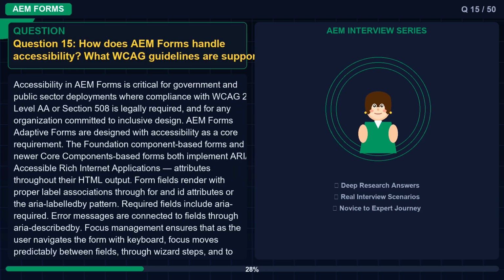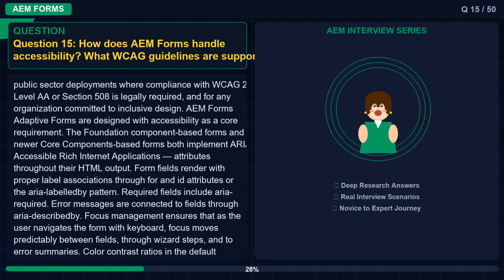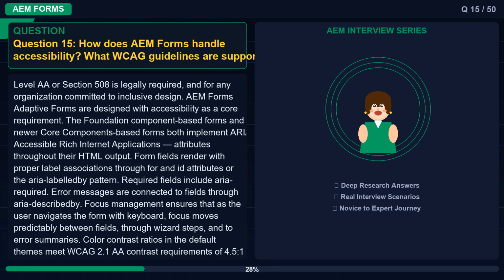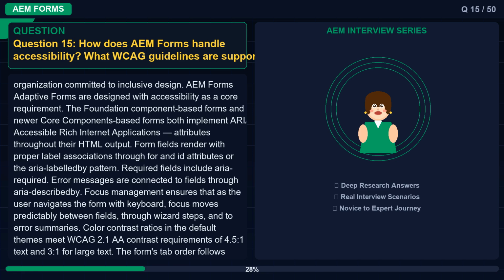Question 15. How does AEM Forms handle accessibility? What WCAG guidelines are supported? Accessibility in AEM Forms is critical for government and public sector deployments where compliance with WCAG 2.1 Level AA or Section 508 is legally required, and for any organization committed to inclusive design. AEM Forms adaptive forms are designed with accessibility as a core requirement.